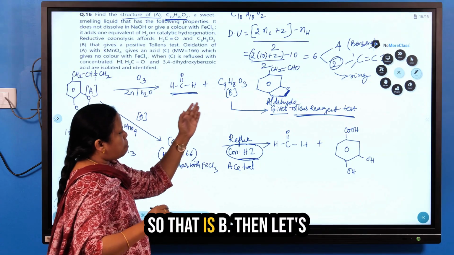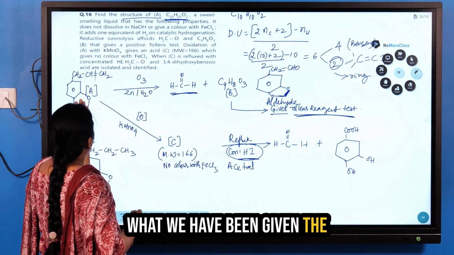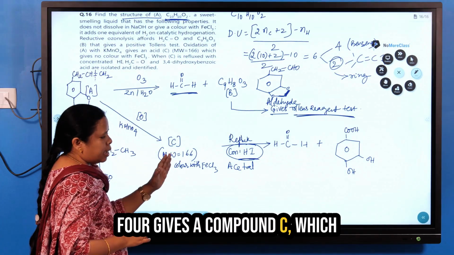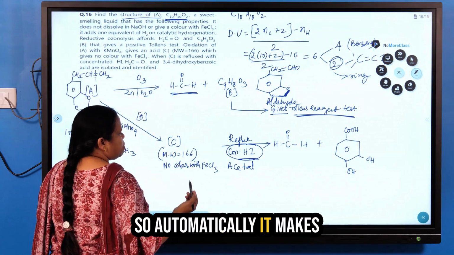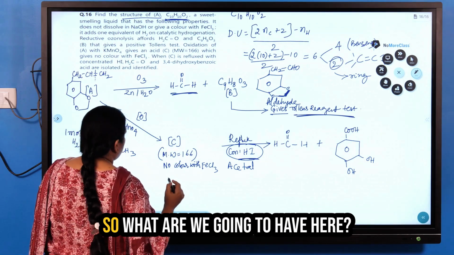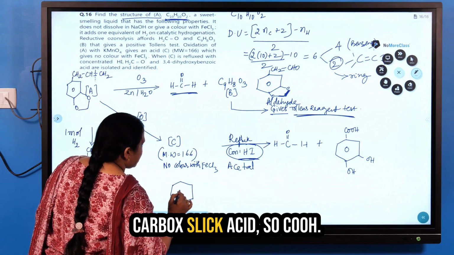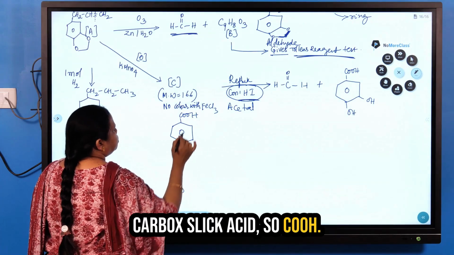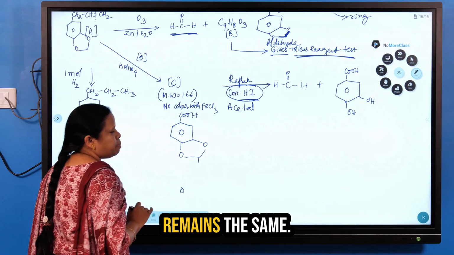So that is B. Then let's take up the next reaction. The compound A on oxidation with KMnO₄ gives a compound C which does not give color with FeCl₃. So automatically it makes it a carboxylic acid. So what are we going to have here? We are going to have a carboxylic acid, COOH. The rest of the molecule remains the same.